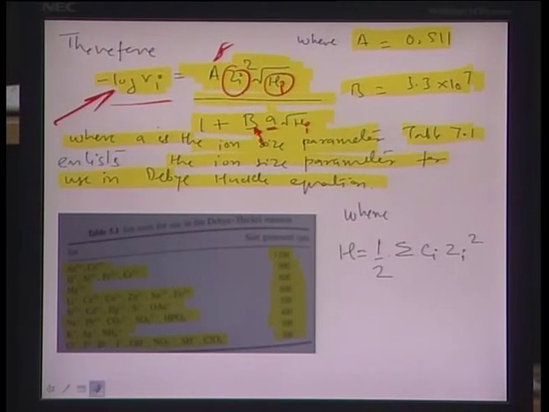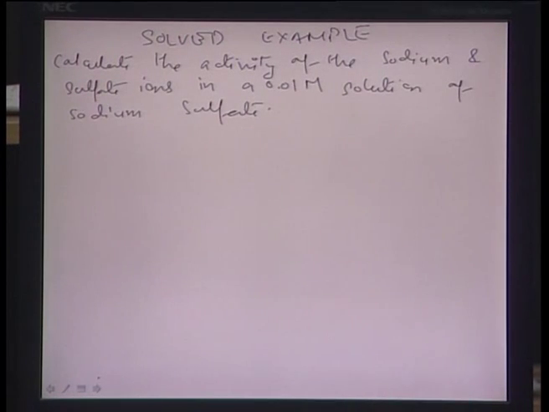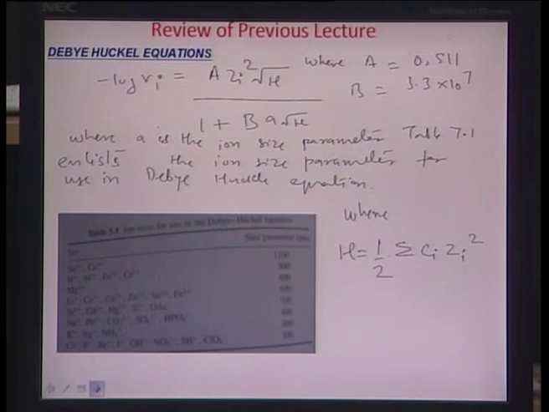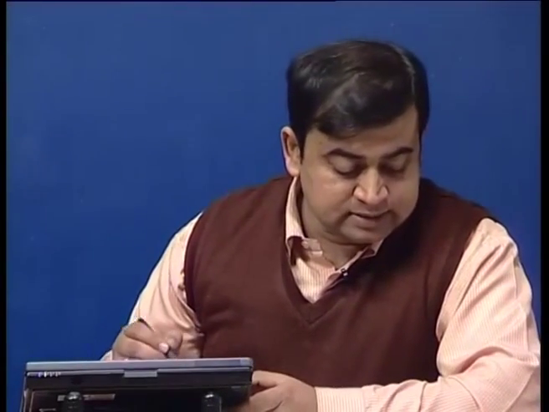Having said that, let us look into a little bit of a solved example, where we talk about how to calculate the activity of sodium and sulfate ions independently in, let us say, a 0.01 molar solution of sodium sulfate. So, you have a sodium sulfate solution and you would like to find out the activity coefficient of sodium and sulfate ions independently or individually by looking at the Debye-Huckel set of equations. So, let us try to solve this.